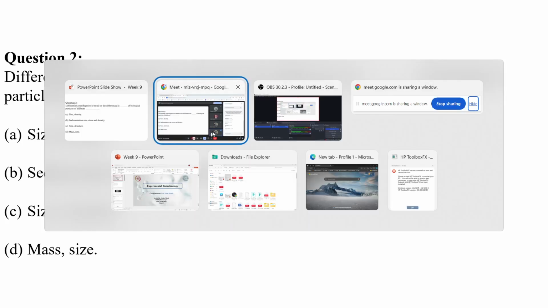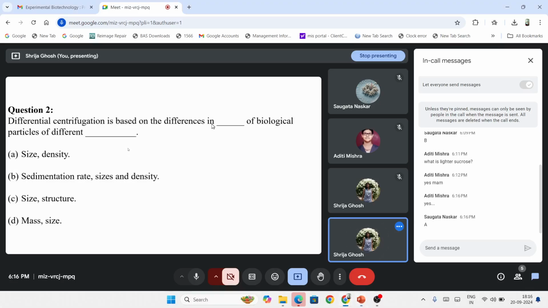Whoever knows the answer can write in the chat box. Okay, we have one answer, option A, that is size and density. Okay. Anyone else wants to answer? Okay, Aditi says mass and size. Okay.